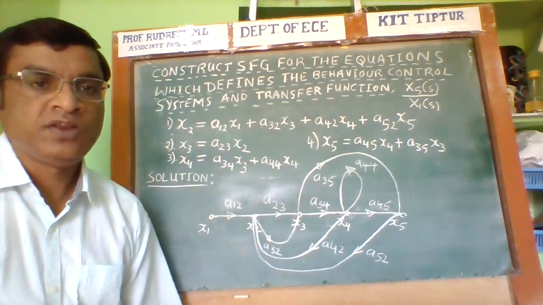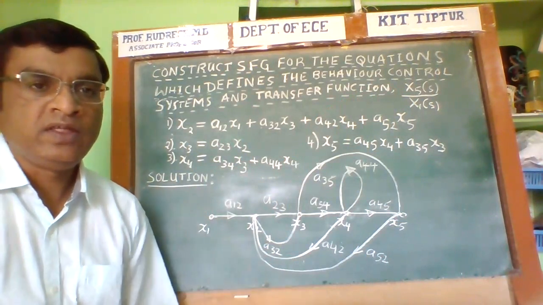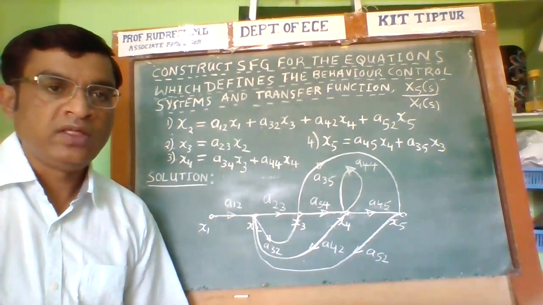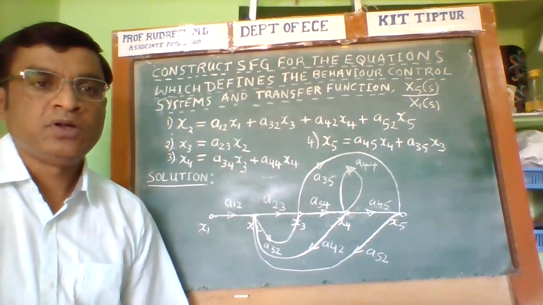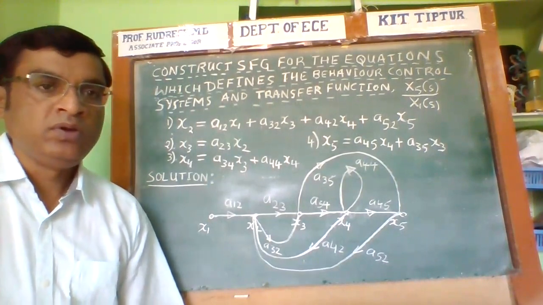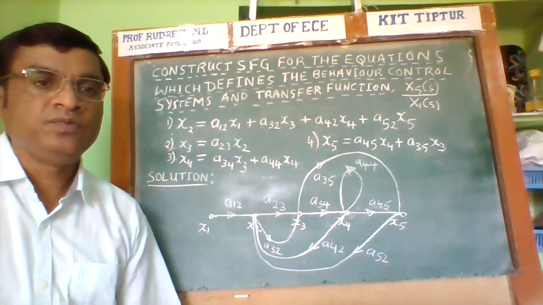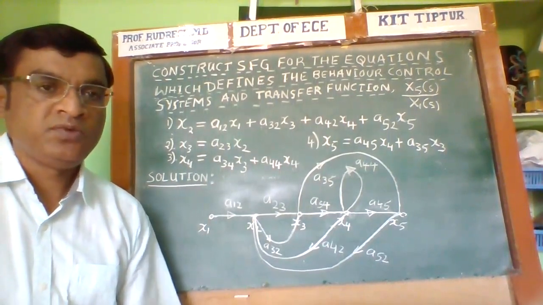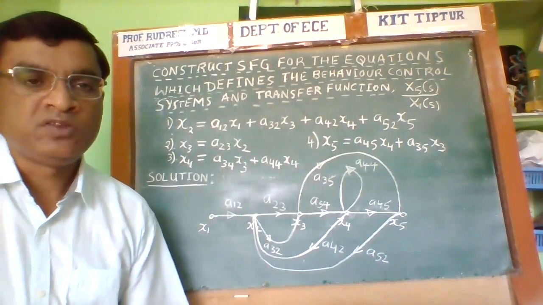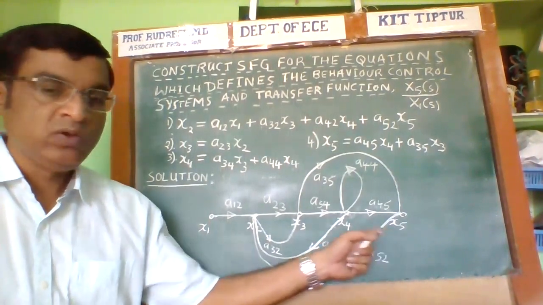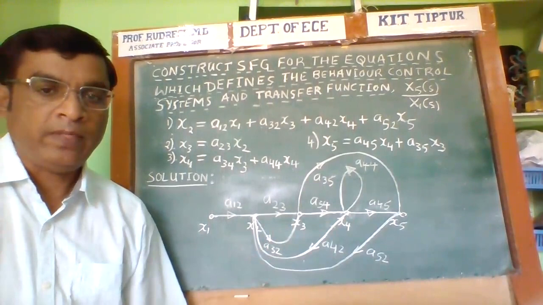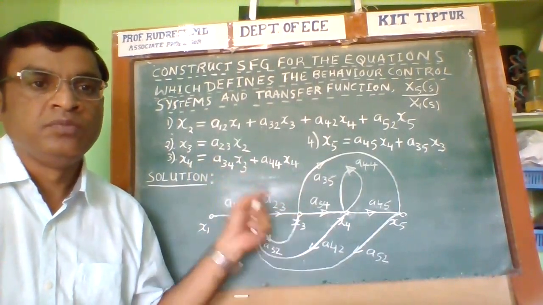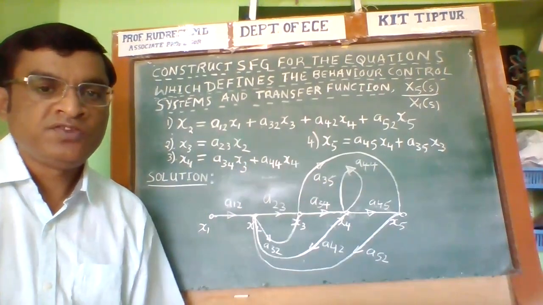Now, in the next step, we write Mason's gain formula, and then we calculate the forward path gain, the loop gain, the non-touching combinations, and the gain products of the non-touching loops, delta k. Then if I substitute those values in Mason's gain formula, that gives the overall gain of this particular system represented in the form of a signal flow graph.